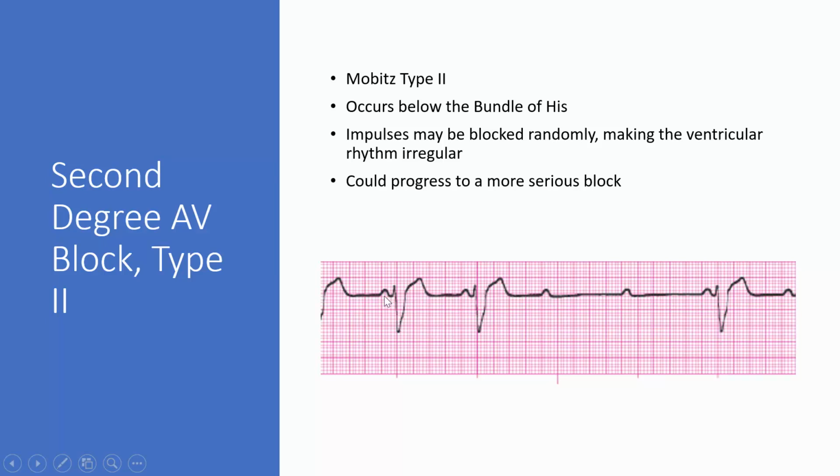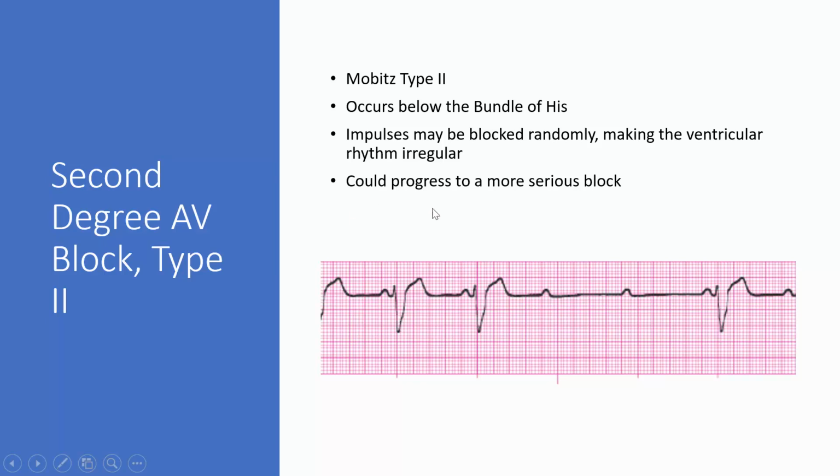So if this one is 5 boxes, then this one is 5 boxes, and this one is 5 boxes. These 5 little red boxes. So it is consistently the same. The only issue here is I have more P's than I should. Then you look at your QRS complexes. Your QRS complexes are within defined limits.